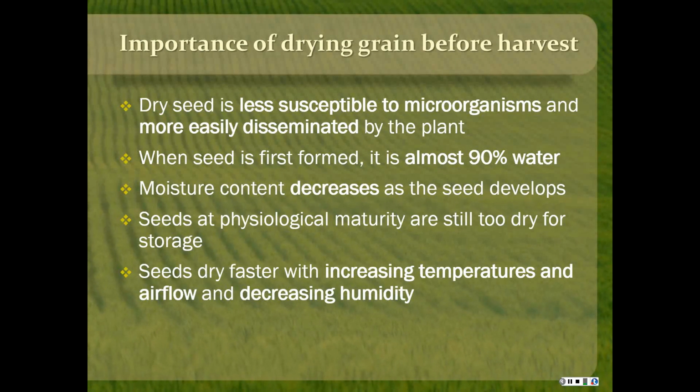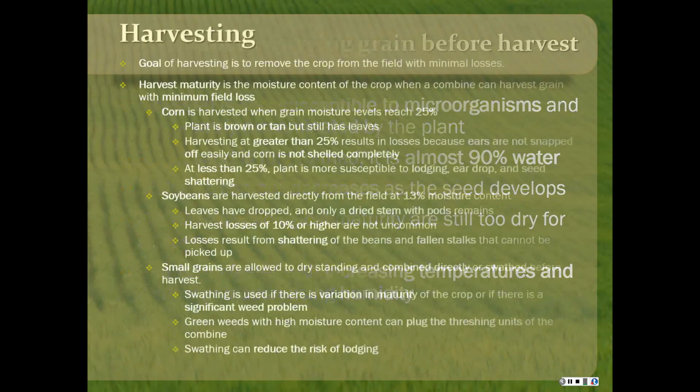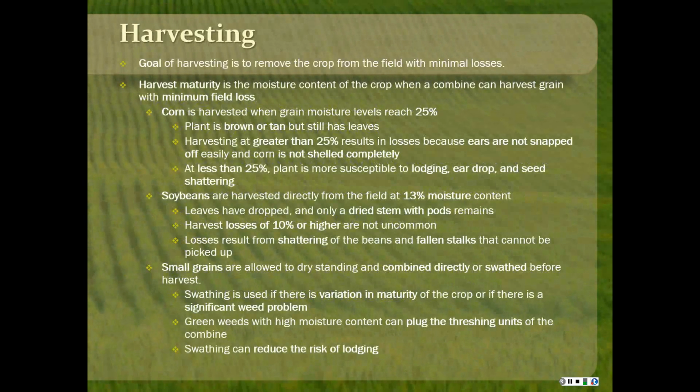And it's important that grain be at the correct stage of moisture before harvest, because dry seed is less susceptible to microorganisms and more easily disseminated by the plant. It comes off the plant easily. When a seed is first formed, it's almost 90% water. As the seed develops, more dry matter is packed in and moisture content decreases. Even at physiological maturity, the seeds are still too moist for storage. You can end up with moldy seeds or other diseases and problems. The seeds dry faster as the temperature is warmer, and also with airflow or decreasing humidity, just common sense kind of. And so the goal of harvesting is to remove the crop from the field with minimal losses.